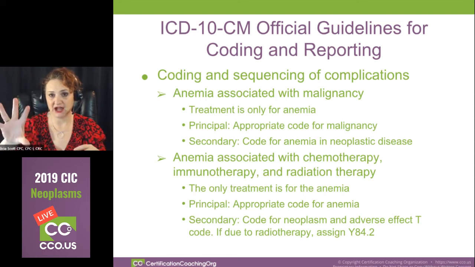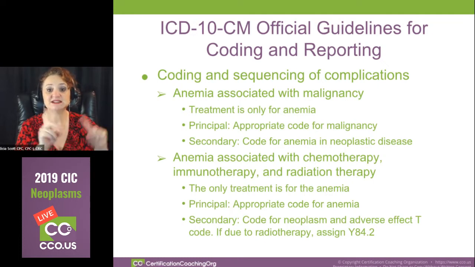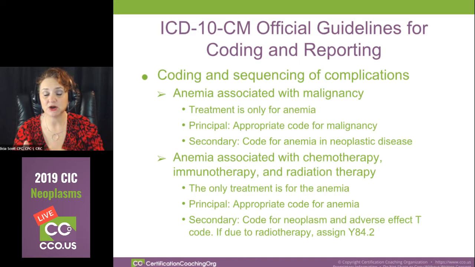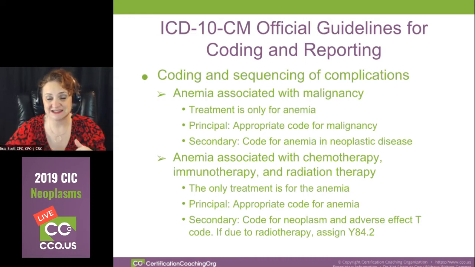And the rules and the guidelines are very specific on how you do that. And it's pretty straightforward, and it is like all the other guidelines with other diagnoses. But when you have anemia associated with malignancy, sequencing is different. You have to look at the documentation and ask yourself, are we treating the cancer and the person also has anemia, or are we actually treating the anemia and the anemia is associated to the malignancy? That changes sequencing and the rules, okay? Then you would code the principal diagnosis for the anemia. Okay, and then secondary code for the anemia in neoplastic disease.